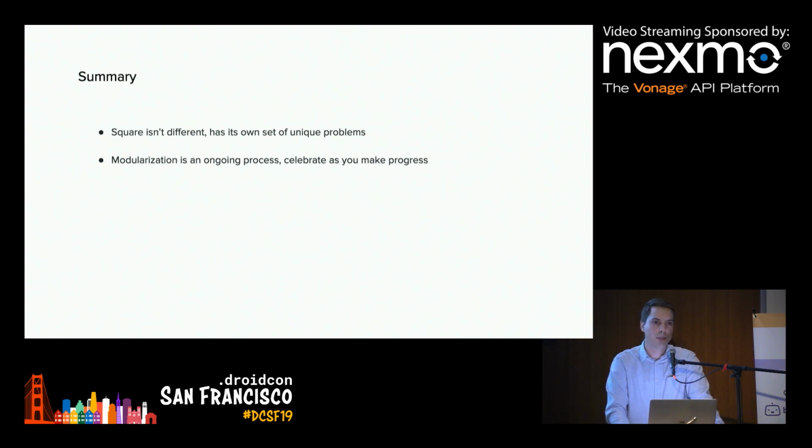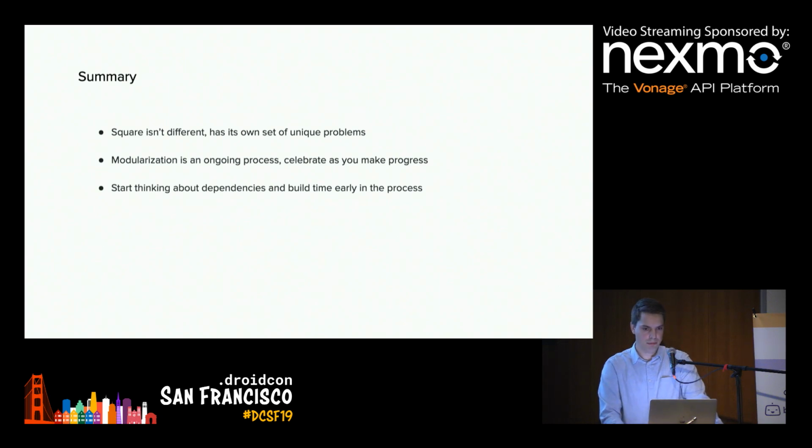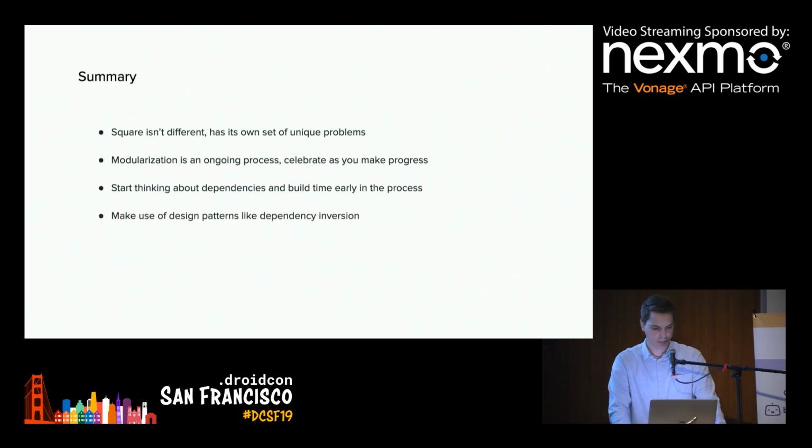But it's also important to celebrate these moments when you make progress or when you reach a certain milestone, like we did when we killed the hairball. Start thinking about dependencies and your build time earlier in the process. Dependencies play such an important factor for your build, and you shouldn't just add a huge dependency because you want to reuse one method. Think about how you would break up these modules and how you structure your modules.